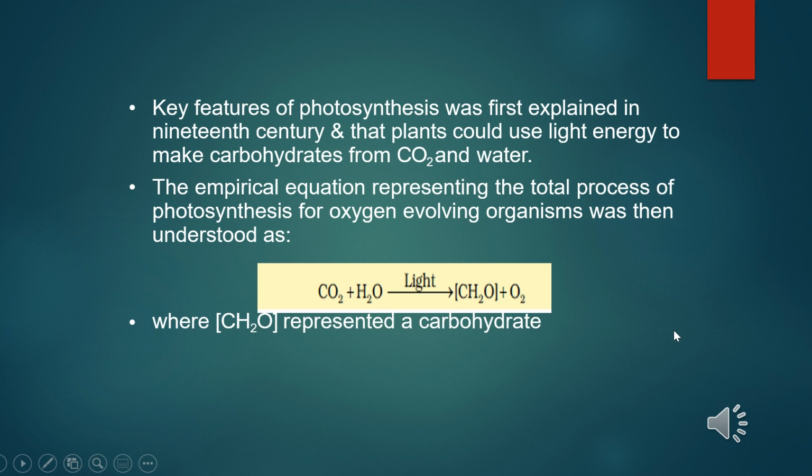By the middle of the 19th century, the key features of plant photosynthesis were known, namely that plants could use light energy to make carbohydrates from carbon dioxide and water. The empirical equation representing the total process of photosynthesis for oxygen evolving organisms was thus understood as carbon dioxide plus water, in the presence of light, making carbohydrate (CH2O) plus oxygen, where CH2O represents a carbohydrate. It may be glucose, a 6 carbon molecule.